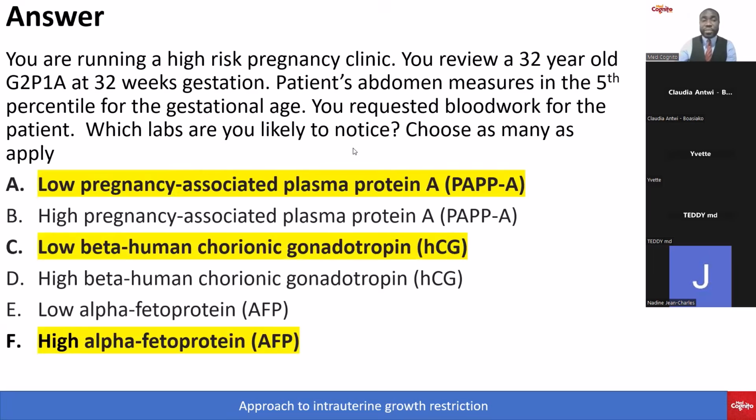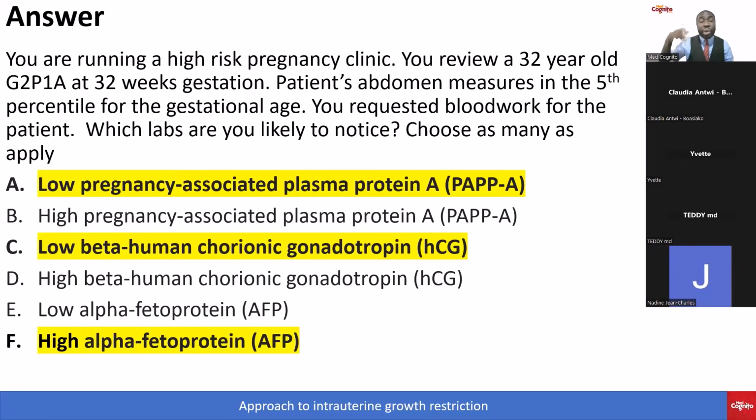So, what is the answer? The one who said ACE, it's rather ACF. In a patient with IUGR, it's not every baby with IUGR who will have these labs. But if you are looking for labs which are likely to be seen in a patient with IUGR, then look for low pregnancy-associated plasma protein A. Number 2, low beta HCG. And number 3, high alpha fetoprotein.